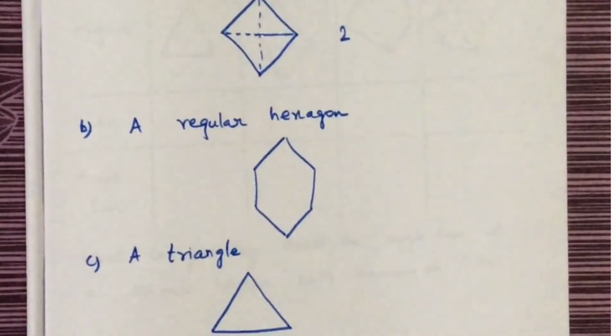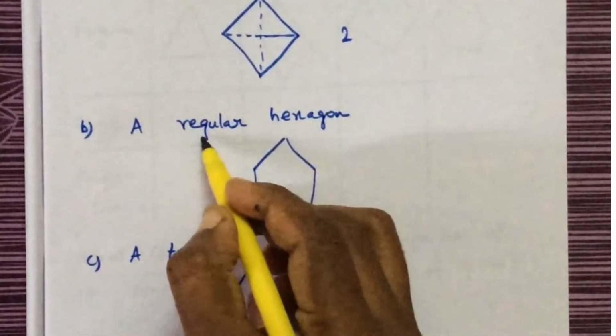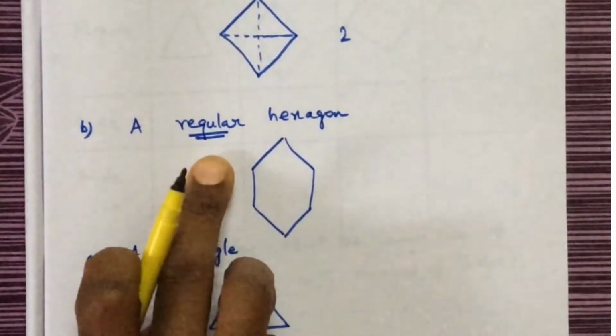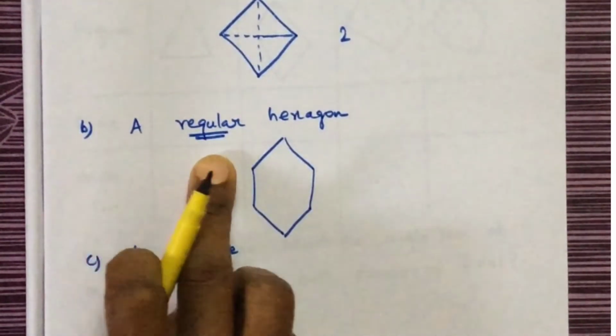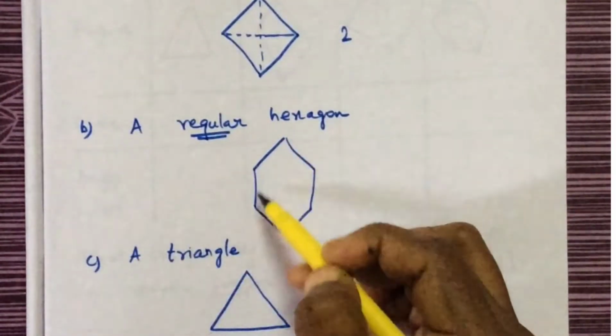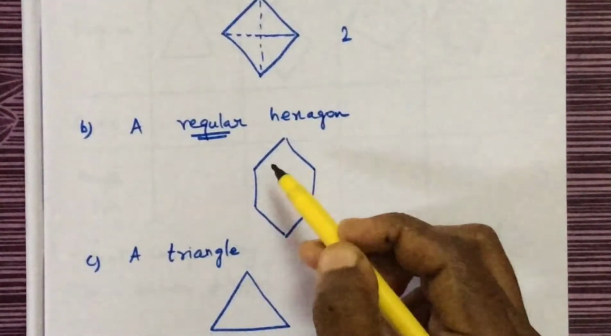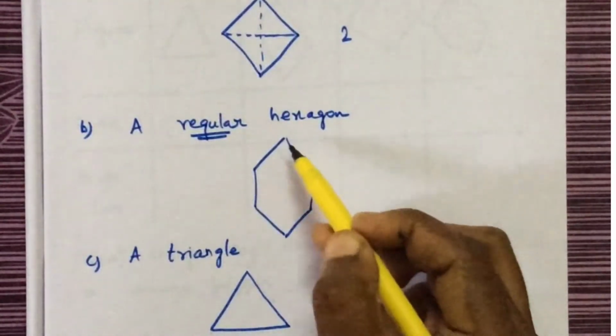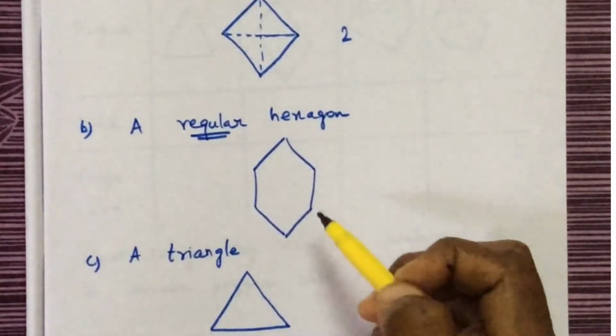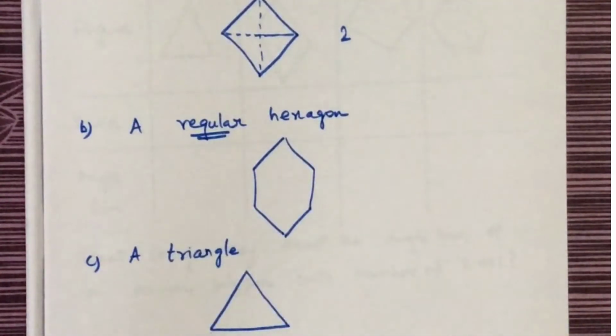It is a regular hexagon. What do you mean by the word regular? All the sides are equal and all the angles are equal. This is 1, 2, 3, 4, 5, 6. Totally there are 6 sides. All the 6 sides are equal and these angles are also equal. Then it is called a regular hexagon.